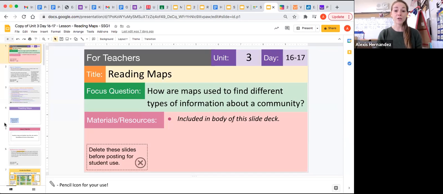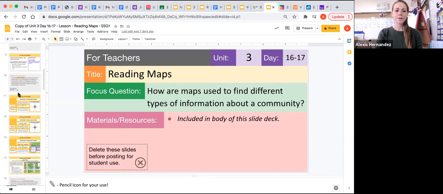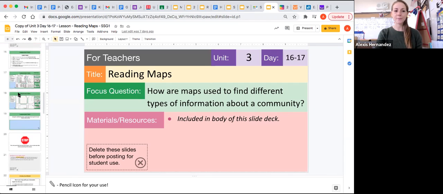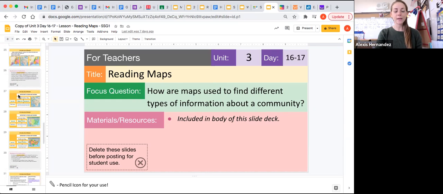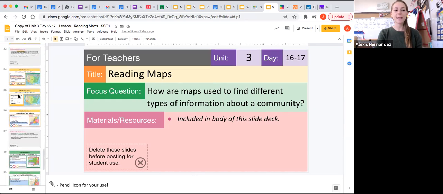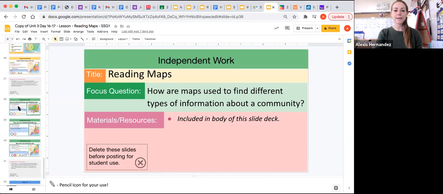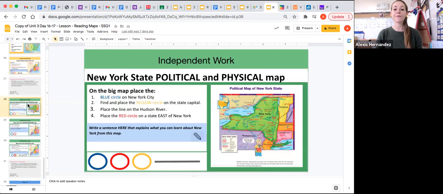What kind of information do they give? How are they similar? How are they different? And what can we use these different maps for? After a pretty thorough lesson, the students work on some basic map skills like directions, and then they go into specific types of maps. For example, they learn about physical and political maps.